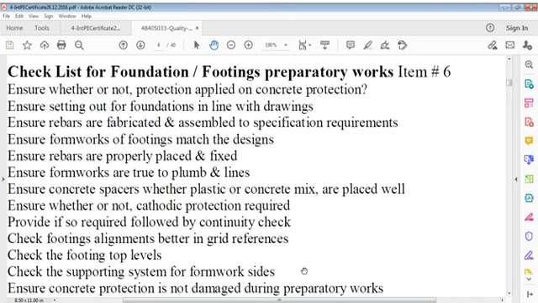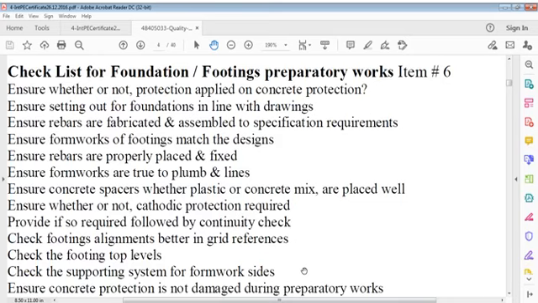So we have to see whether protection is available, applied or not, on blinding work, and then we have to start further, because we have to keep margin for vertical portions also when we apply concrete protection on blinding. Setting out you have to do for erecting shuttering or formwork, and that setting out you have to do every time in line with drawings.